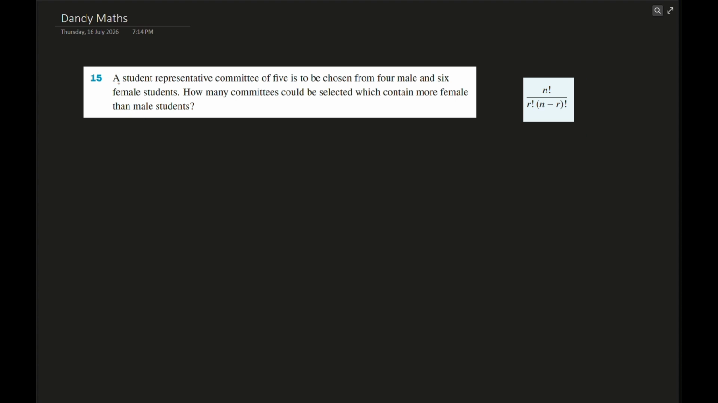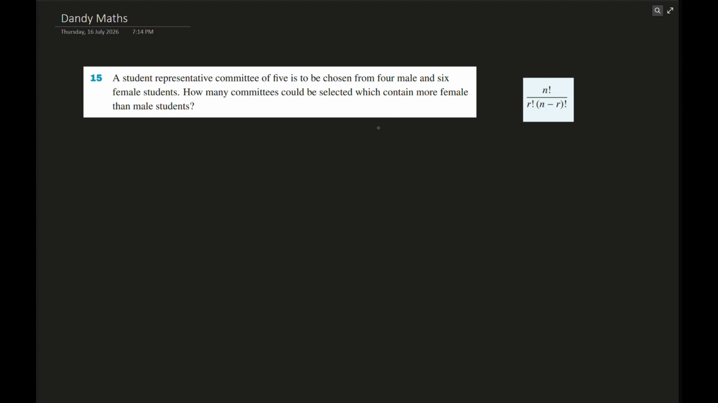So when we read through the question, a student representative committee of 5. Very important, so we're choosing 5 people out of 4 male and 6 female students. How many committees could be selected which contain more female than male students?